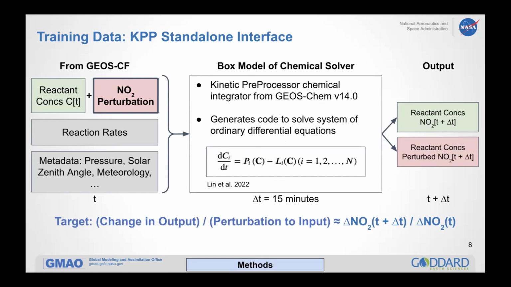With this data set, we then ran it through a standalone box model of the KPP mechanism that's used in GEOS-Chem. This generates code to solve the system of differential equations that represents the chemical mechanism of GEOS-Chem. And thankfully this box model is very easy to use. We run it once with the original concentrations, and then we run it another time after perturbing the initial concentrations by a certain amount, here using the example of NO2. Using both of the output concentrations, we compute the change in the output NO2 with respect to the input NO2 perturbation.